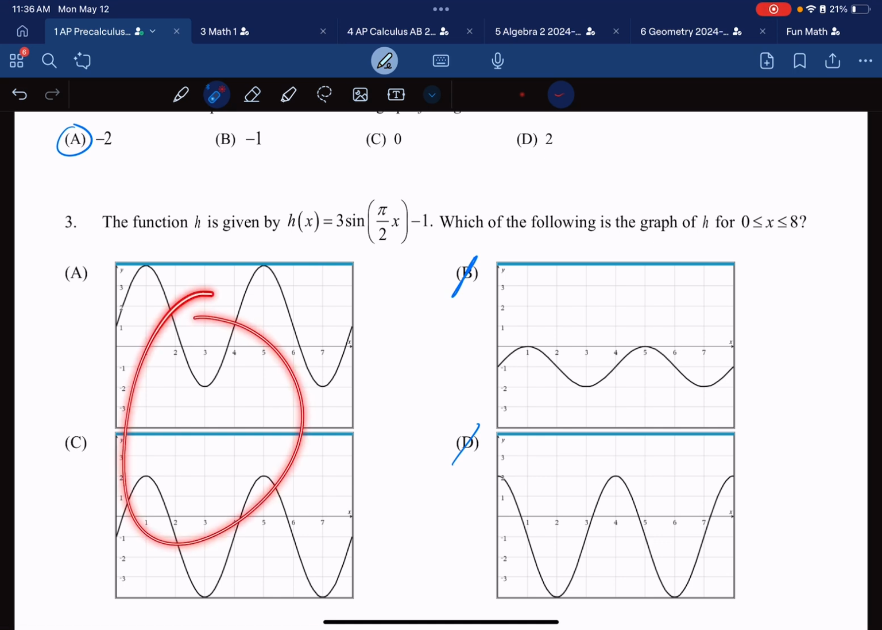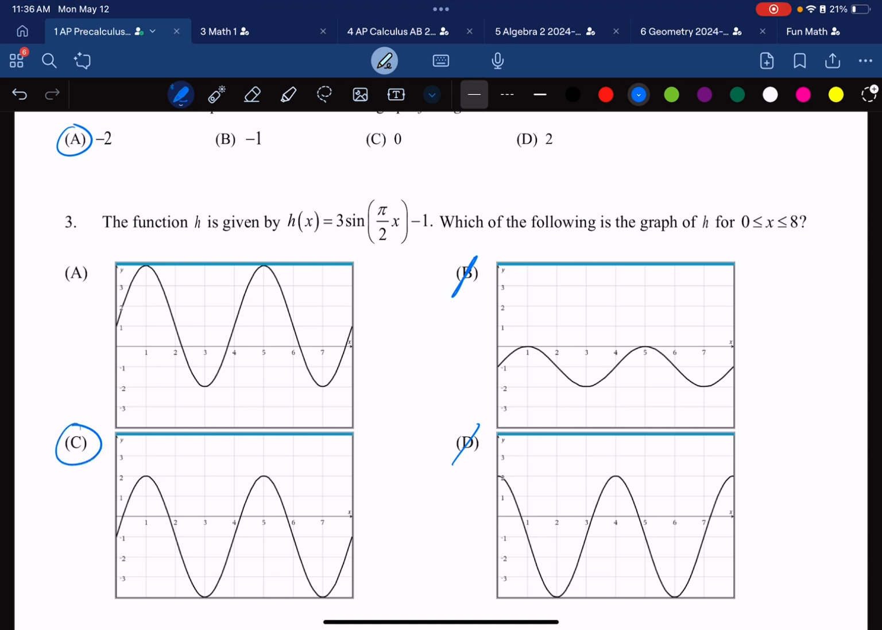Finally, to decide between options A and C, we look at our last number, the -1, which affects the midline. How far up and down is that midline shifting? You don't do anything opposite. If it says -1, we go down 1. This midline is at +1. This midline is at -1. We needed to go to -1. The correct answer here, therefore, is C.